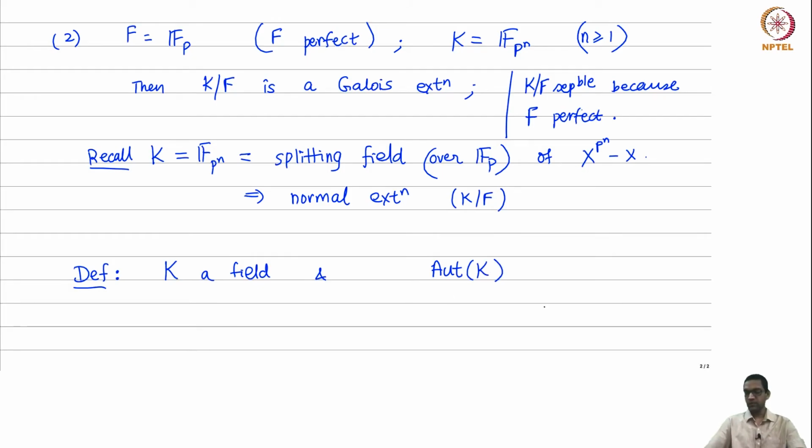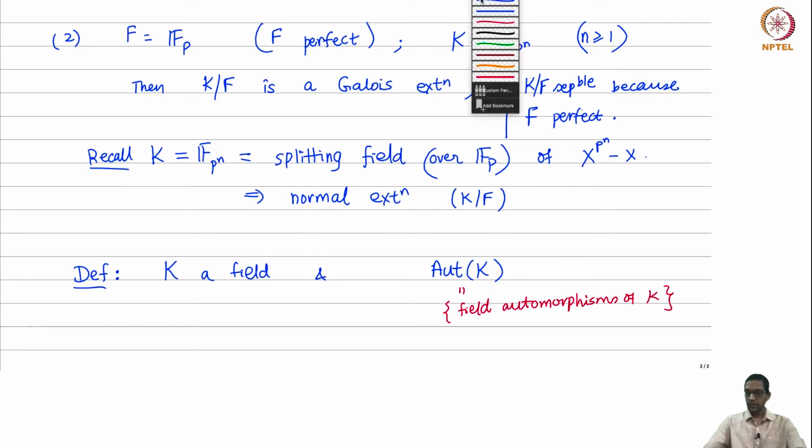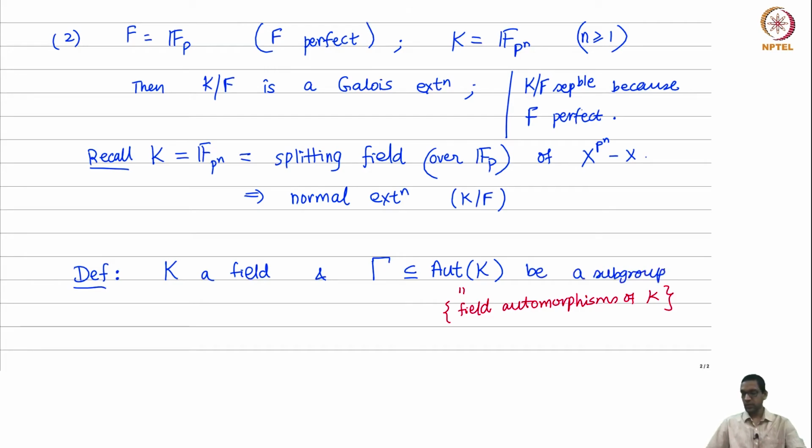Okay, so when I say Aut of K, I always mean K is a field, so I'm thinking of this as the set of all maps from K to K which are field automorphisms. So field automorphisms of K. Okay, and so I take K a field and I take a subgroup. Let me call this subgroup gamma. So let gamma be a subgroup of the group of automorphisms. Okay, the automorphisms form a group as always.